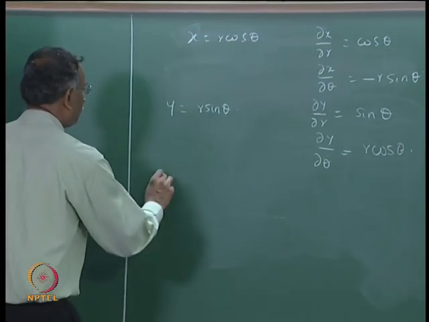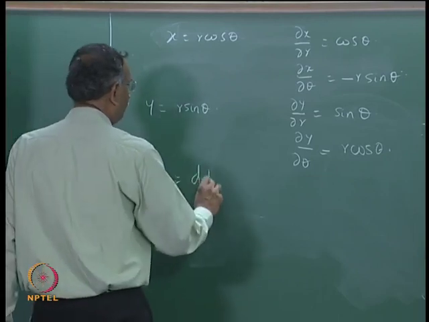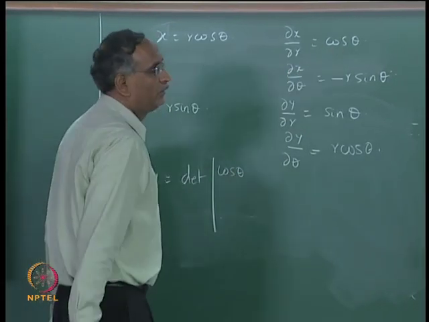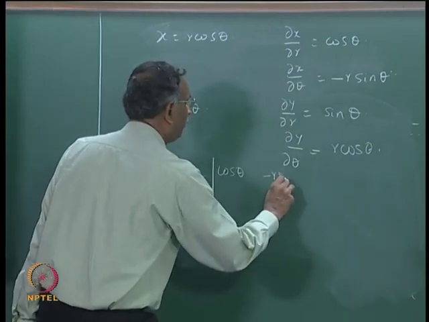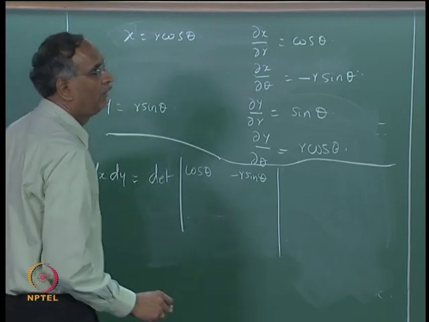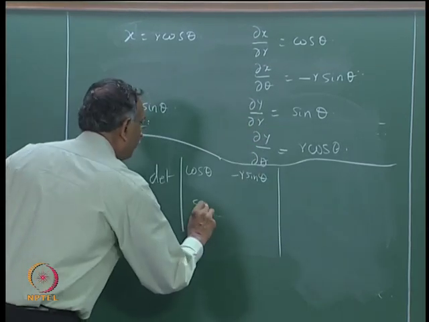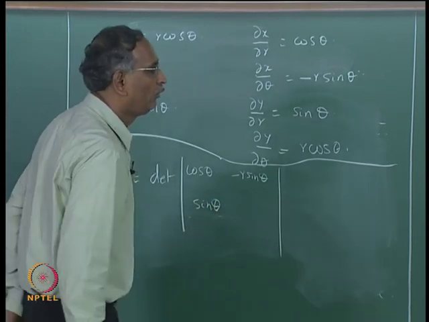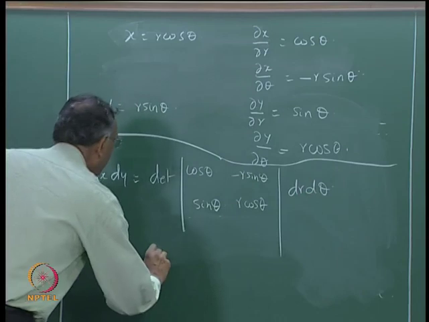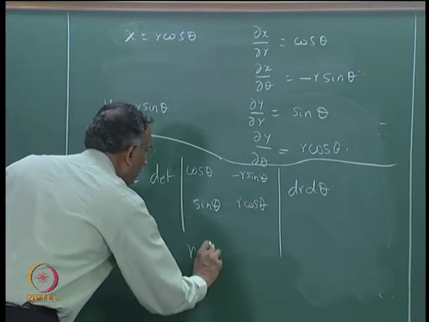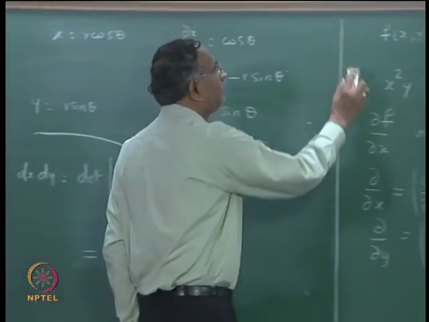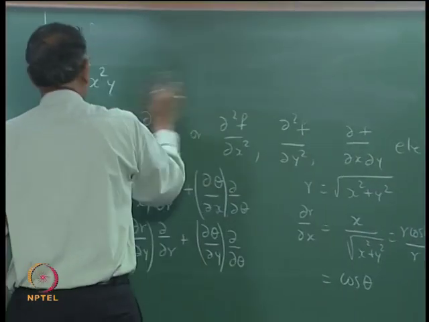So, if you substitute that here in the determinant form, what you get is dou x by dou r, which is cos theta, then dou x by dou theta, which is minus r sin theta. Then you have dou y by dou r, which is sin theta, and you have dou y by dou theta, which is r cos theta, dr d theta, and that when you do this is r dr d theta. Okay. The last thing is the transformation of the limits.